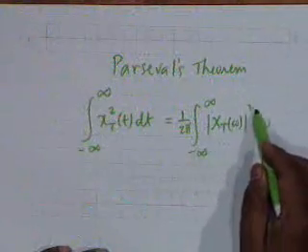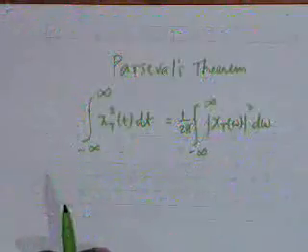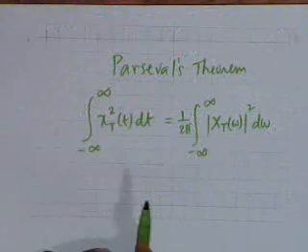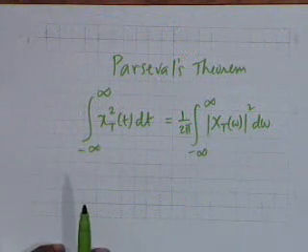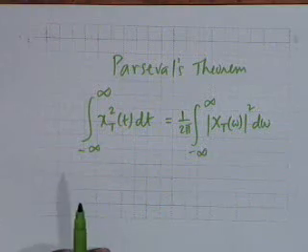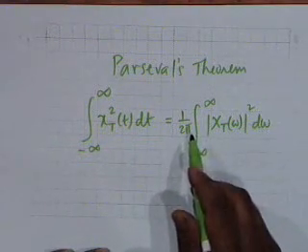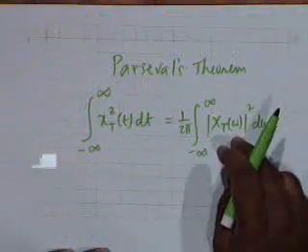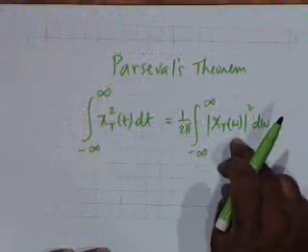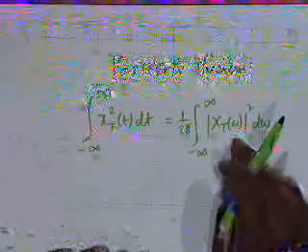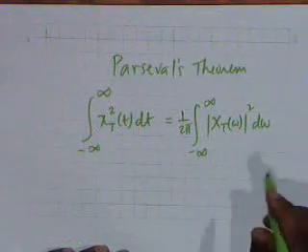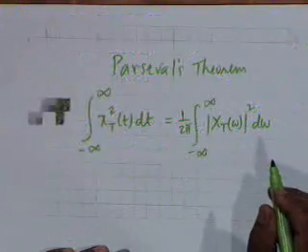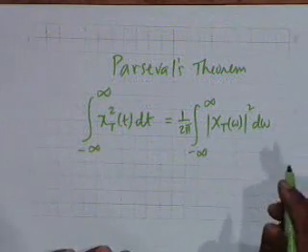What is the dimension of mod X_T of omega squared? It is energy per unit hertz. d omega by 2 pi is hertz, and therefore this is the energy density function, which we had called earlier as, what did you call it? There was a term. Pardon me? Spectral density. We had called it spectral density.